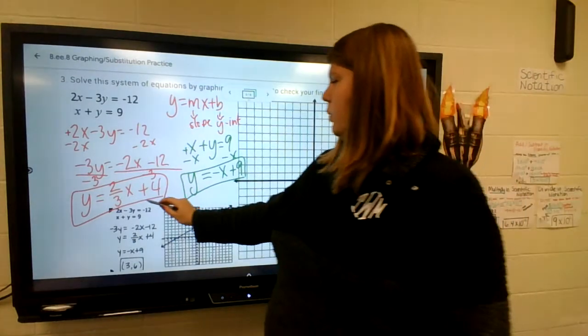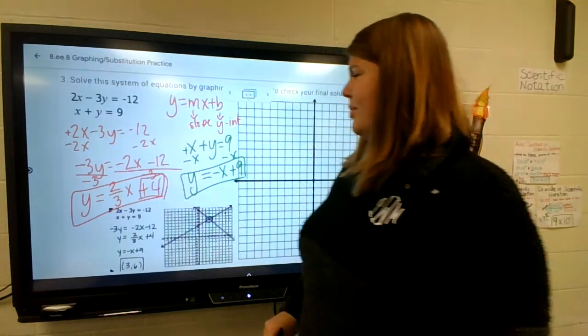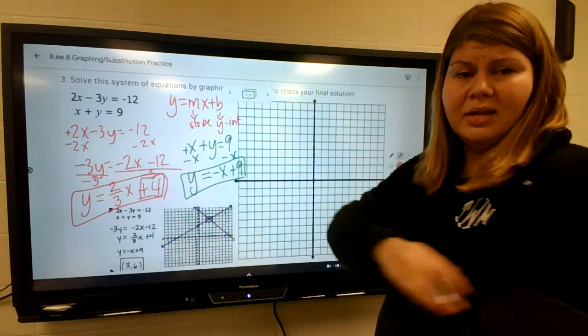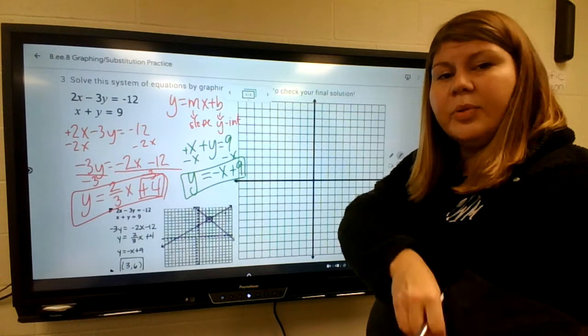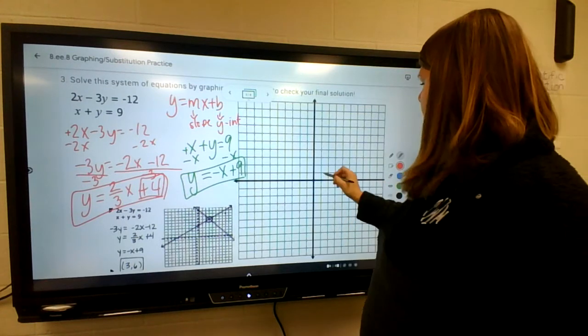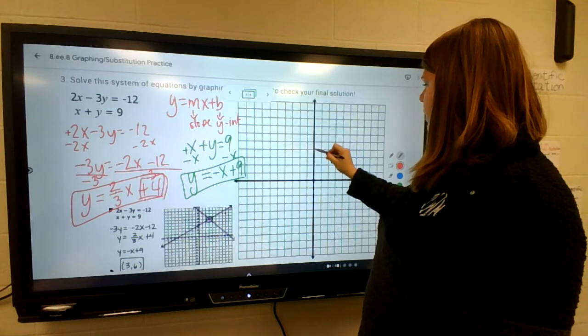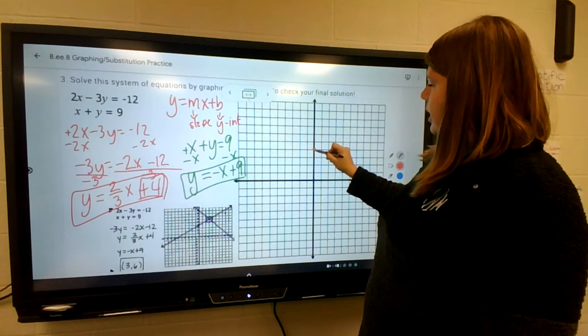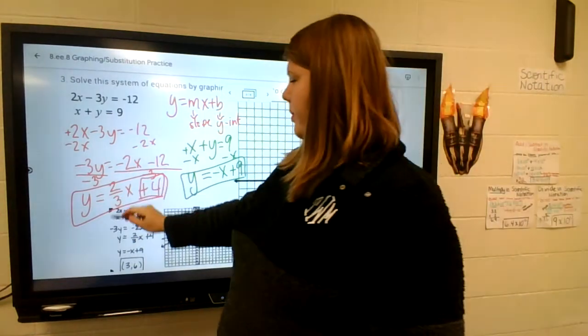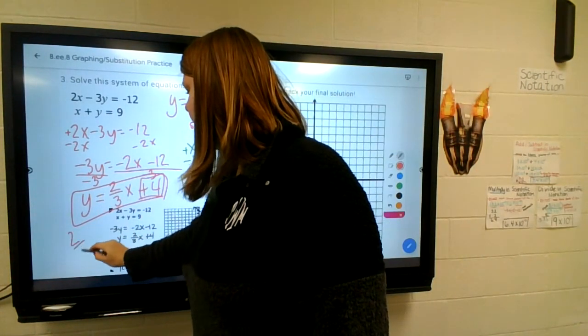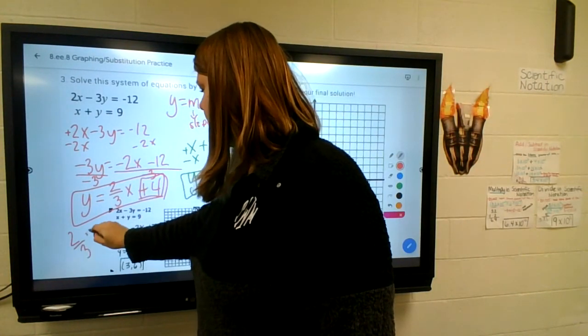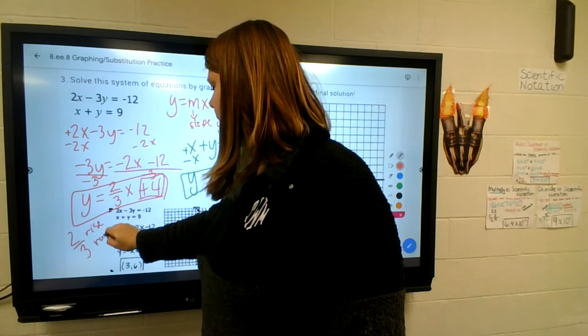Remember, you always start with the y-intercept. So I'm starting at positive 4 for this first line. Notice I'm doing different colors, so that might help you see both of them. So from the origin, I'm going up 4 on my y-axis, 2, 3, 4. It's my starting point. And then I go to my slope. And my slope is 2/3. And that's my rise over run.